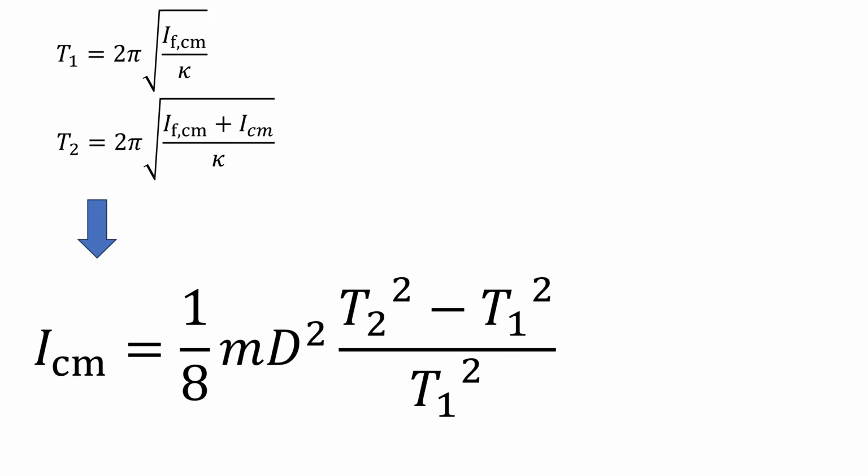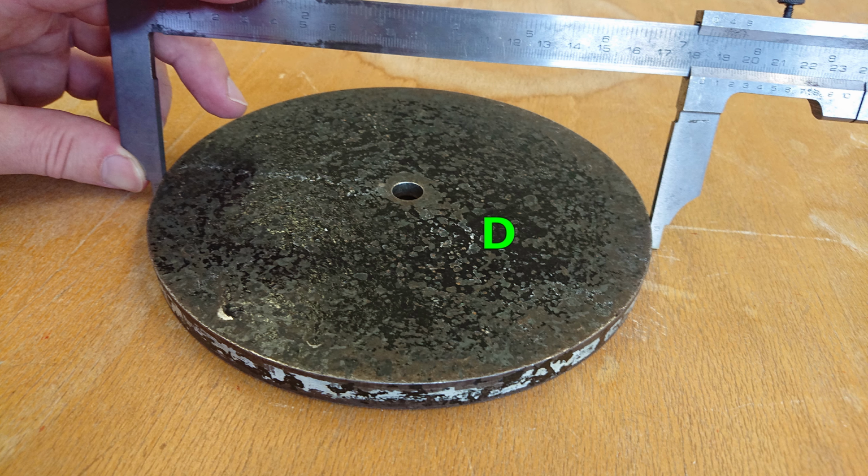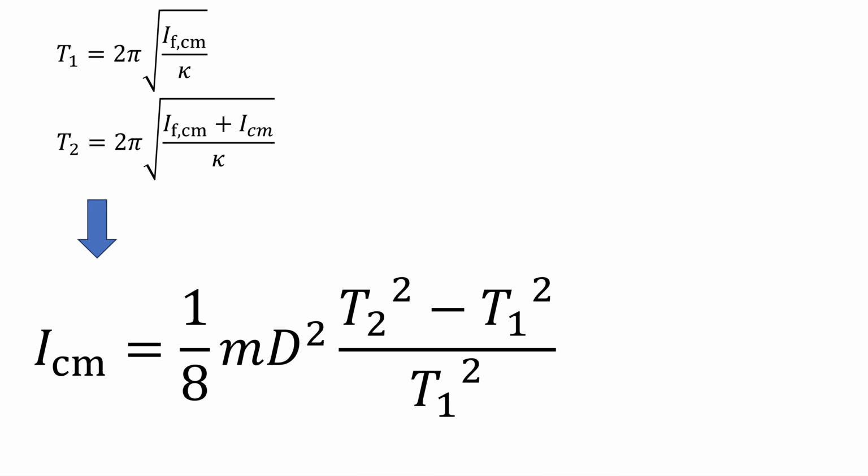To calculate ICM, we therefore need to measure the mass of the solid disk, m, the diameter of the solid disk, d, the period of oscillation of the torsional pendulum with the solid disk, T1, and the period of oscillation of the torsional pendulum with both disks placed symmetrically on top of each other, T2. Let's now show how to measure both periods of oscillation, T1 with only the solid disk, and T2 with the pair consisting of the solid disk and our perforated disk.